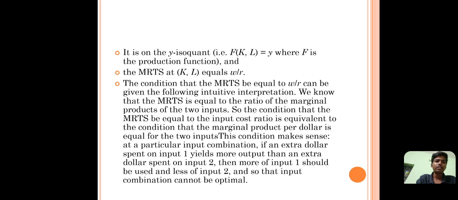The condition that the MRTS equals W by R can be given the following intuitive interpretation. We know that the MRTS is equal to the ratio of marginal products of the two inputs. So the condition that the MRTS equals the input cost ratio is equivalent to the condition that the marginal product per dollar is equal for the two inputs. This condition makes sense. At a particular input combination, if an extra dollar spent on input 1 yields more output than an extra dollar spent on input 2, then more of input 1 should be used and less of input 2, so that input combination cannot be optimal.